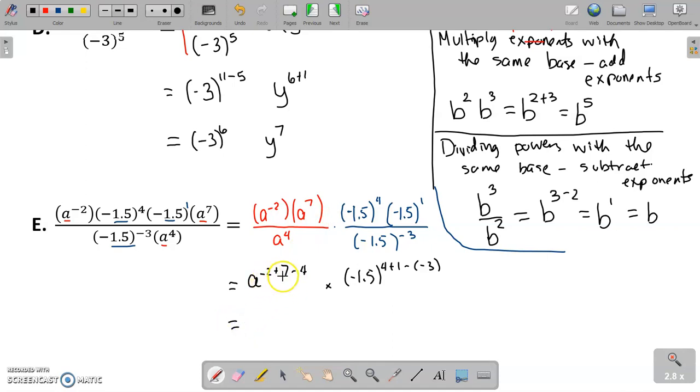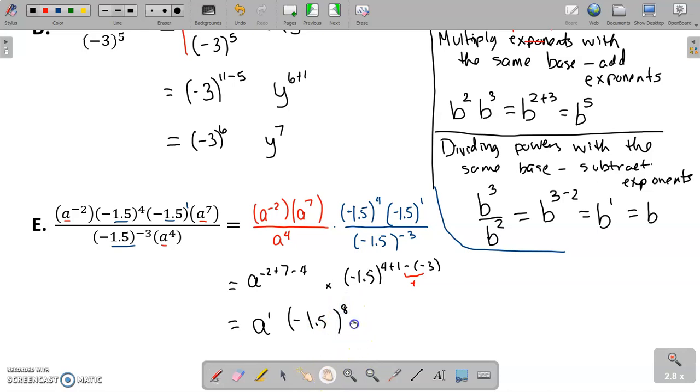So -2 plus 7 is 5. Subtract 4 is 1. So we're going to have a to the power 1. Now, what happens when we have a negative and a negative? A negative and a negative becomes a positive. So then we're going to have 4 plus 1 plus 3, which is 8. So then we have -1.5 to the power 8.